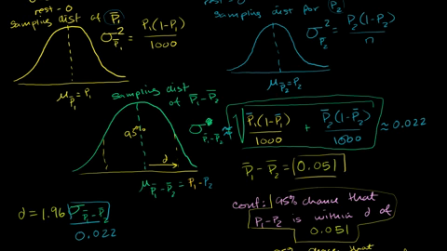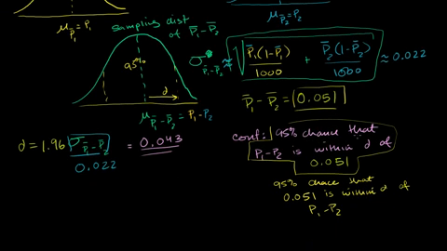So this right here is equal to 0.043. And just like that, we have our confidence interval. We know that there's a 95% chance that the true difference of the proportions is within 0.043 of the actual difference of our sample proportions that we got.